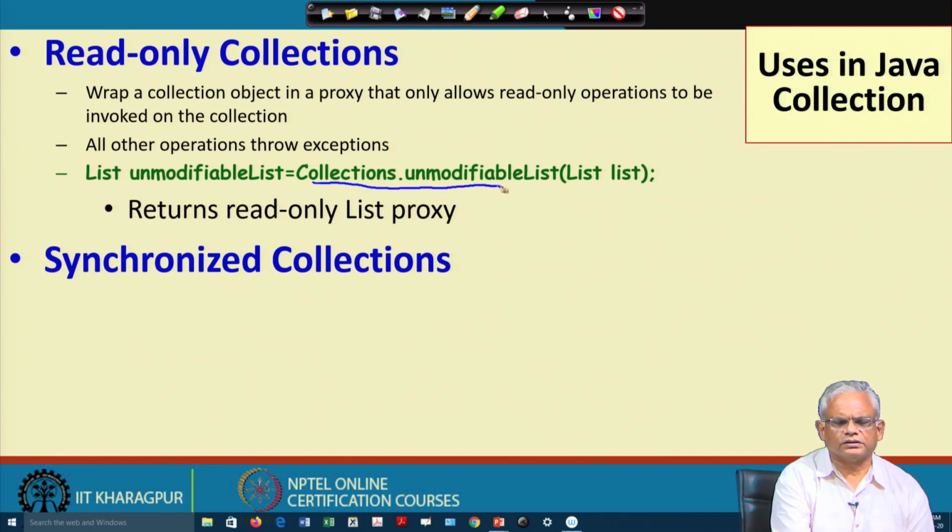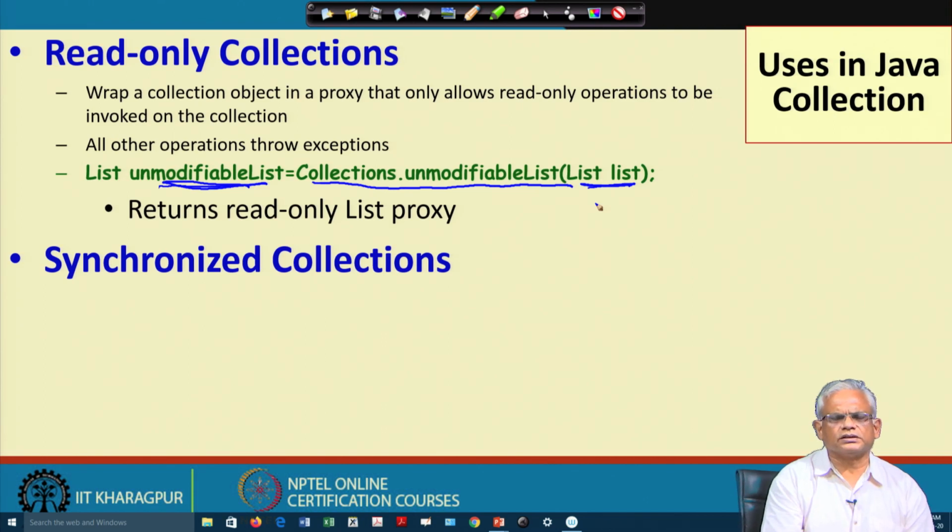Collections dot unmodifiableList, and the argument given is the list. So, this is the ID of the actual list, and the unmodifiable list is the proxy which holds the ID of the actual list, and it has additional code here. If the client requests to write, it throws an exception. Otherwise, if there is a read request, it just passes it onto the list.